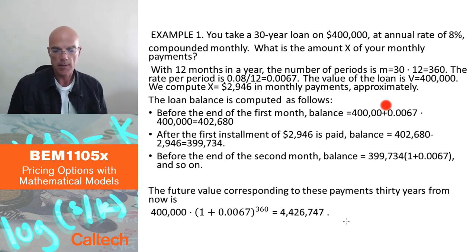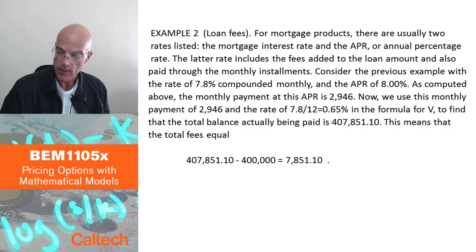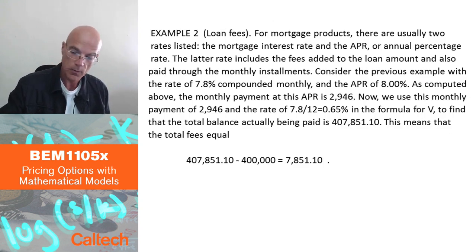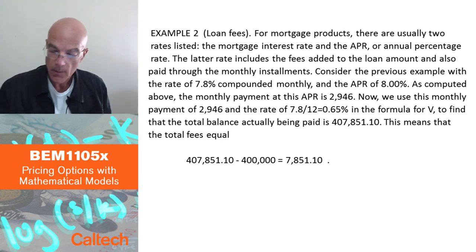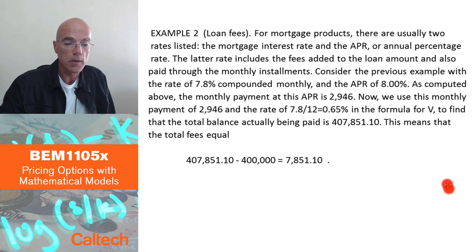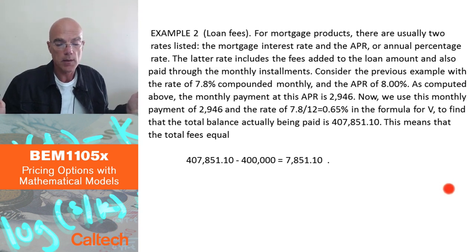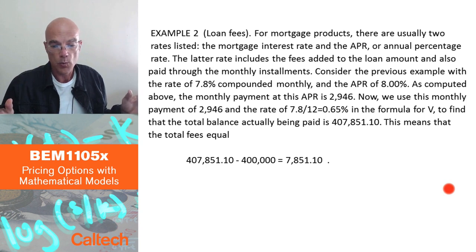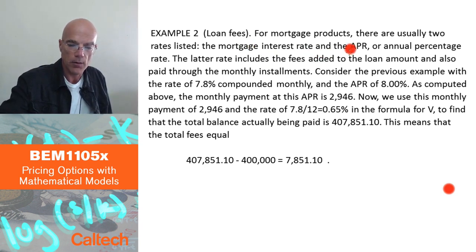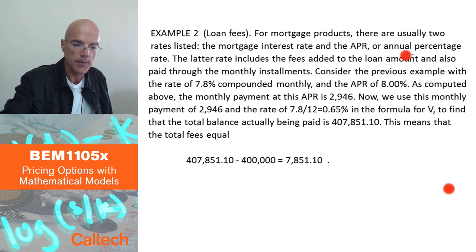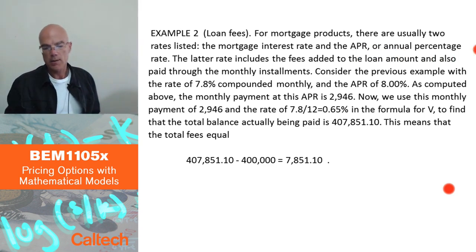All right, so that's this example. Here is another example with loans, to make sure we get these formulas completely right. In the US, when you take a loan for a house, there will usually be two rates listed: the mortgage interest rate and the so-called APR, or annual percentage rate. Why is there a difference?